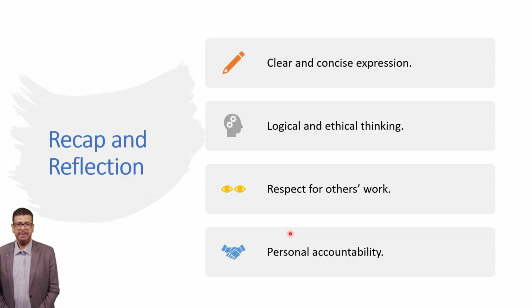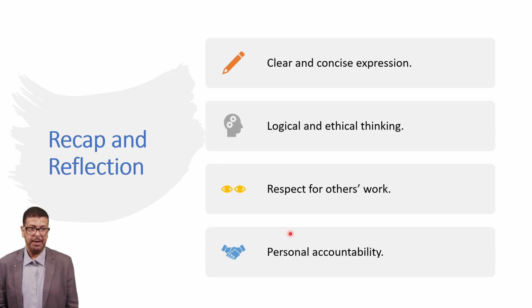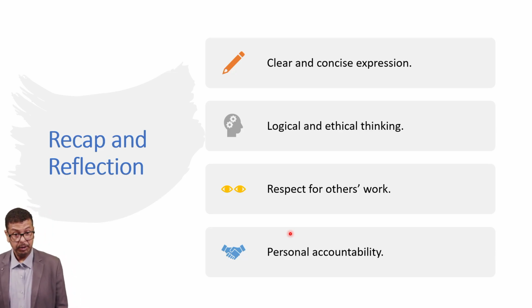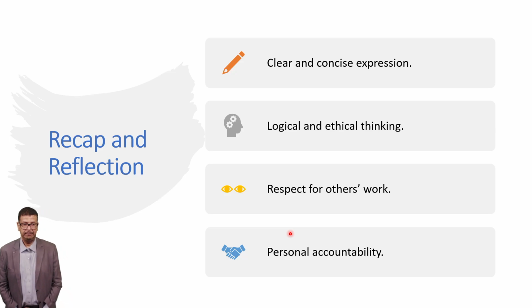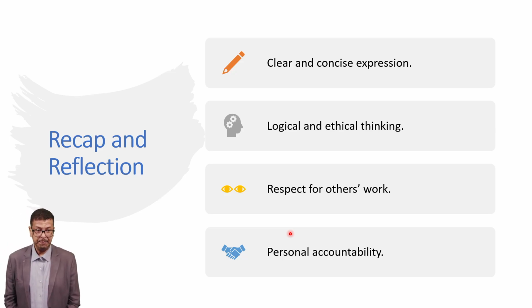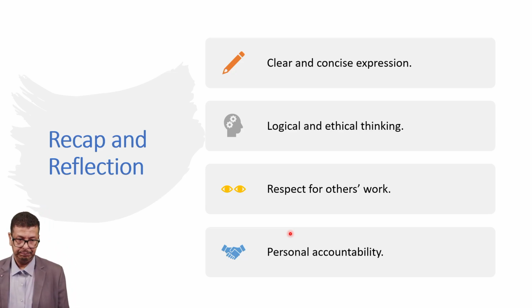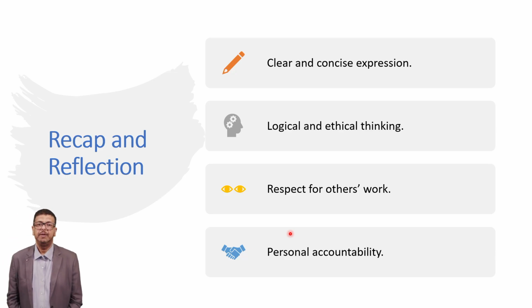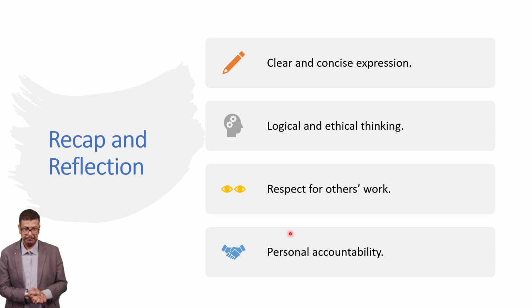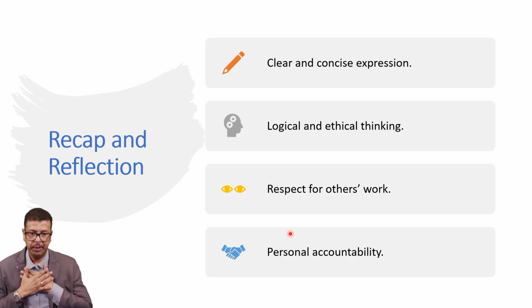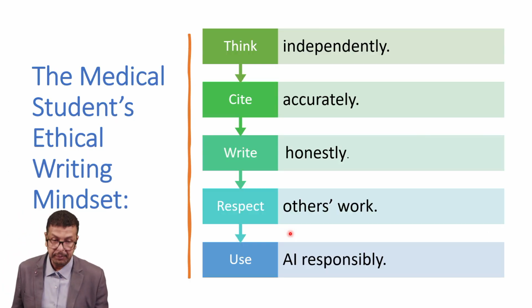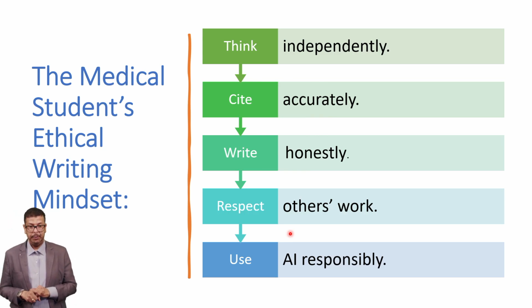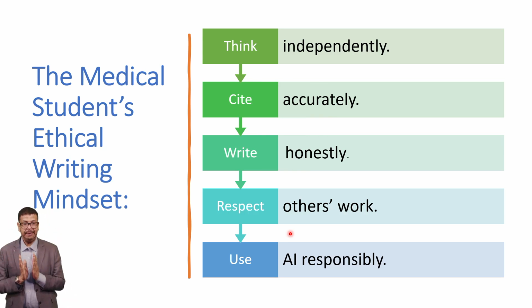Now this is the recap and reflection for this session. Academic writing is about clear and concise expression. It's about logic and an ethical way of writing and thinking. It's very important to respect other people's work by citing their previous work. And it is our personal accountability in academic writing. So we have to develop a medical student's ethical writing mindset.